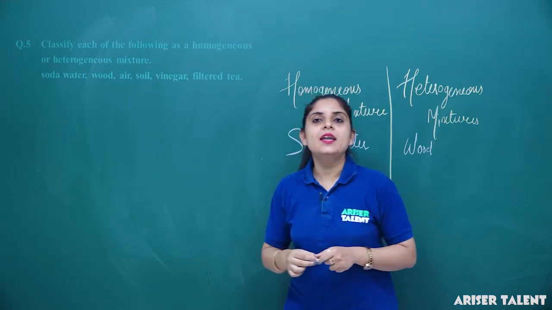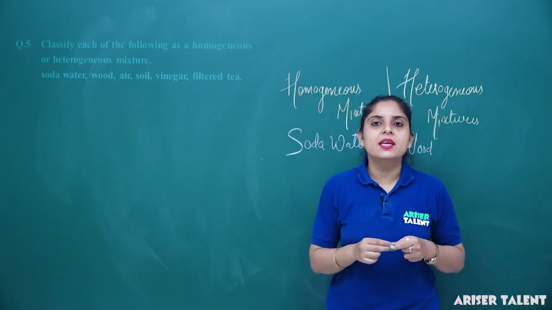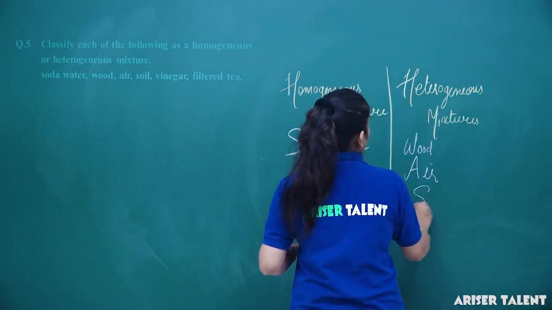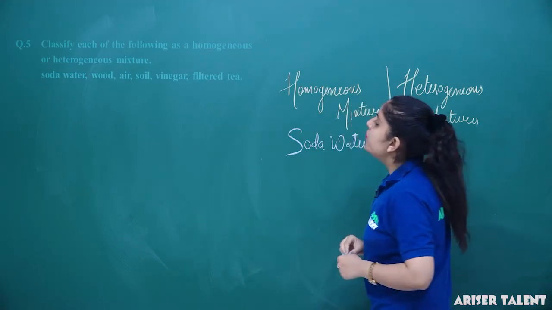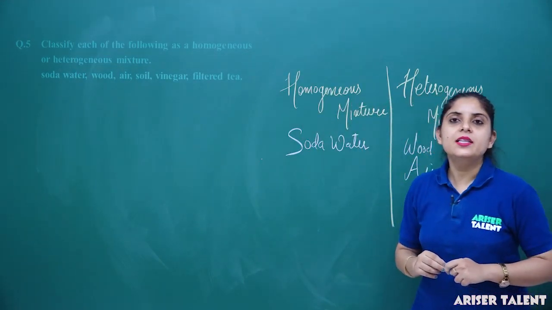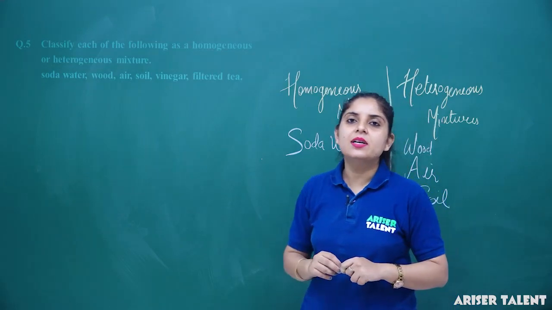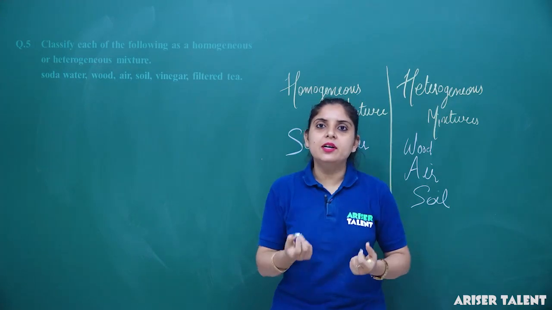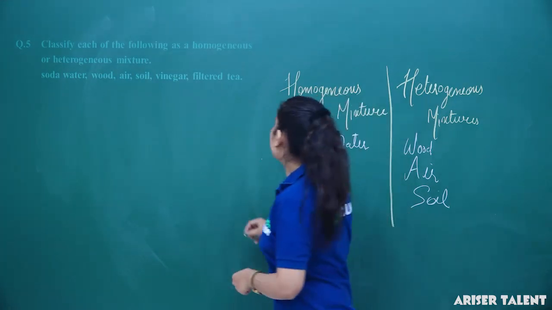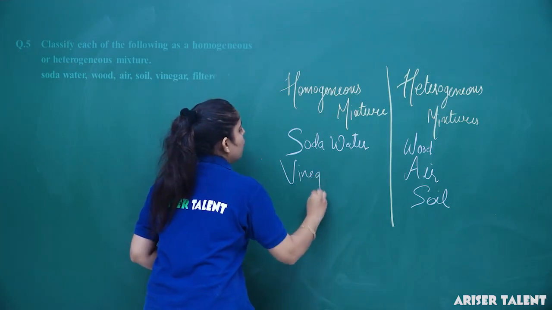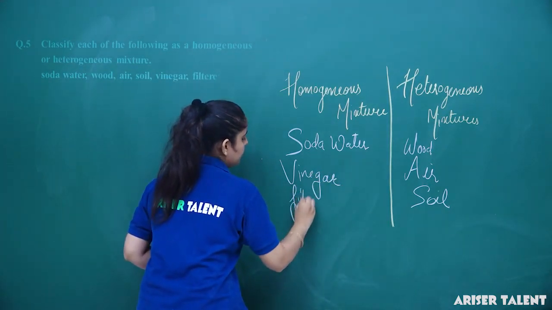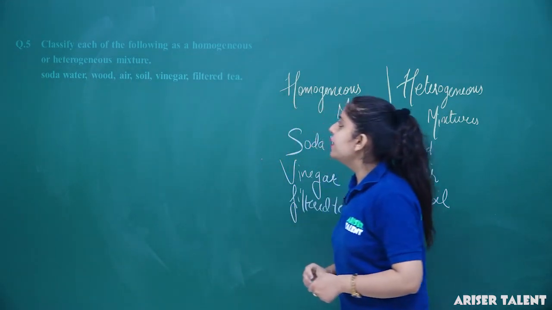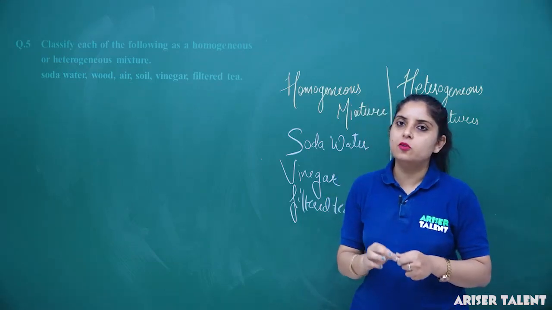Air and soil are heterogeneous mixtures because they consist of different kinds of particles. Vinegar and filtered tea: in the vinegar you will see that acetic acid consists of the same kind of particles, and in the tea, after the tea is filtered, you will get the same composition here. So vinegar and filtered tea are homogeneous. This is a very simple question from your NCERT. You have to just separate the homogeneous and heterogeneous mixtures.